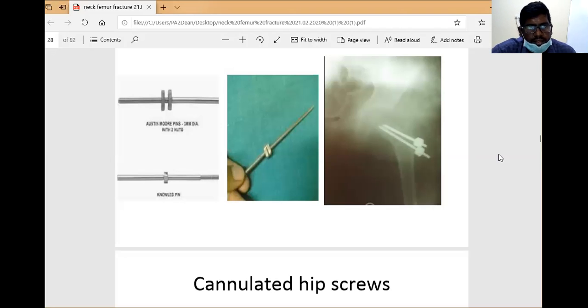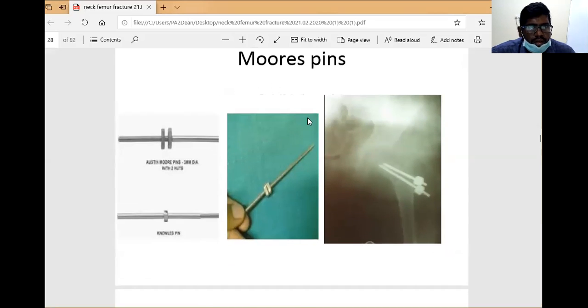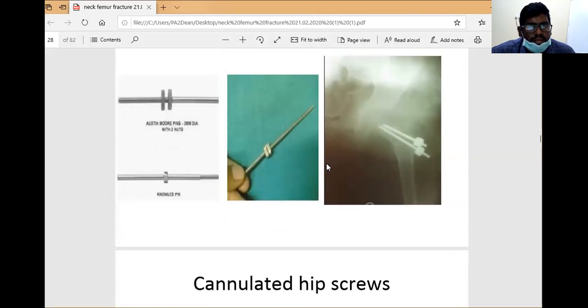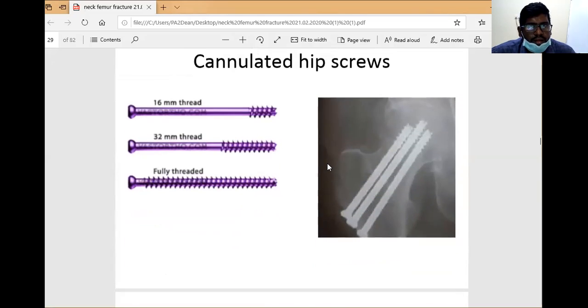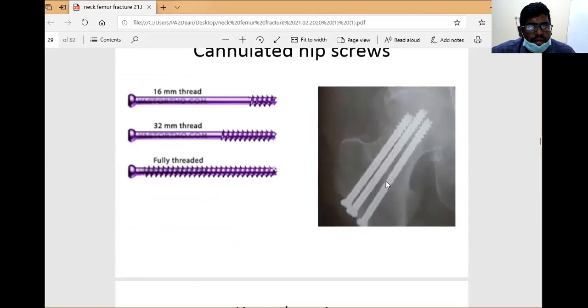In children, you can use pins like Moore's pins or Knowles pins. Moore's pins are very smooth ones. To avoid damage to the physis, pins are used. These are cannulated hip screws for undisplaced fractures or in the younger age group. In the younger age group, with early planning of surgery, these cancellous hip screws can be applied.